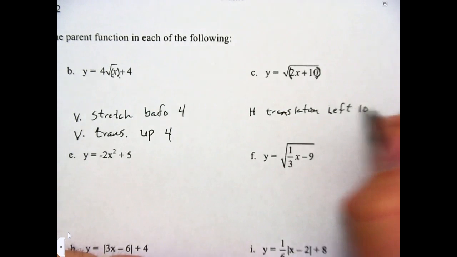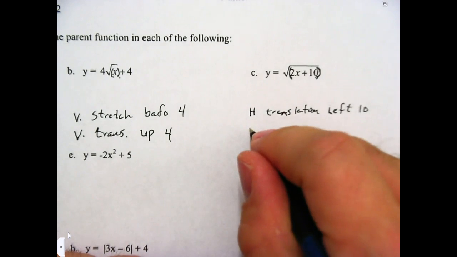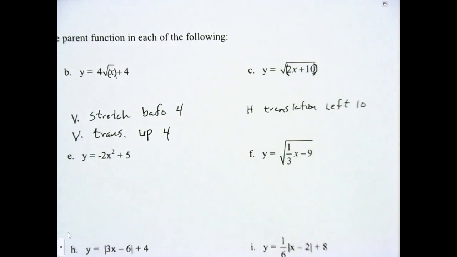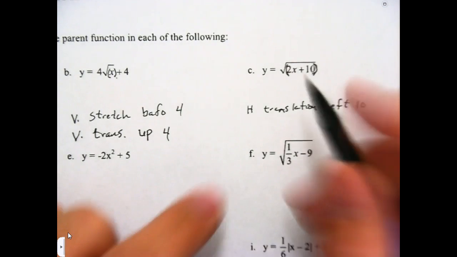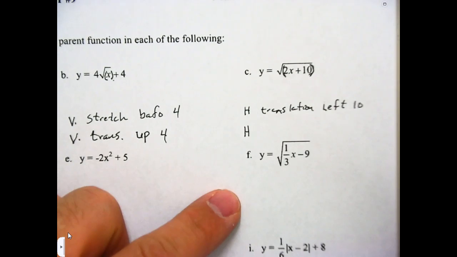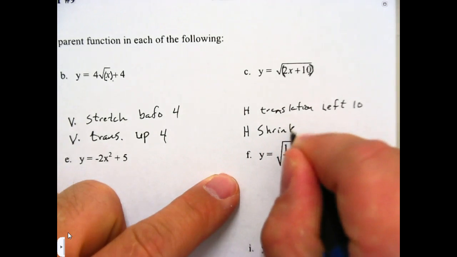Okay. Horizontal, translation left 10. Tell your neighbor what the 2 does now. Okay, how many say it's horizontal? How many say it's vertical? Horizontal? Why is it horizontal? Inside parentheses. Okay? Horizontal. Stretch, shrink. Say shrink. Bafo.